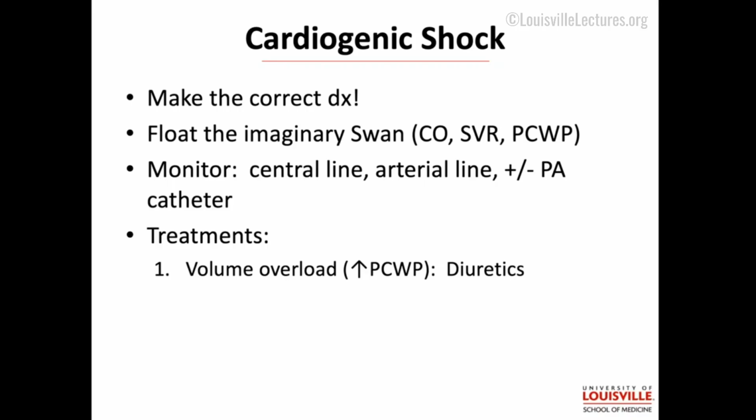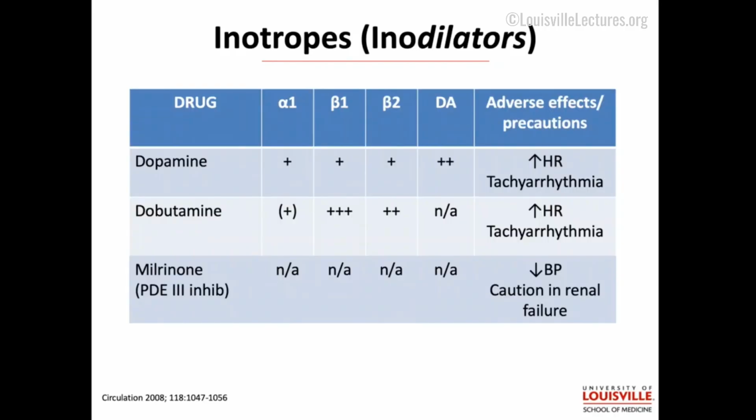If they have volume overload, give them diuretics. If they have low cardiac output, give them inotropes. And if they have high systemic vascular resistance or high afterload, give them vasodilators. I have a whole lecture on shock where I really hammer this in, and I encourage you to watch that.